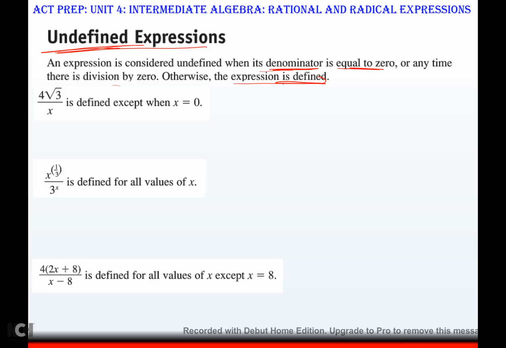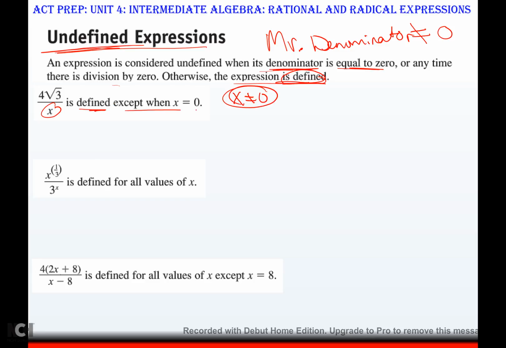So when it asks you to figure out where your function is not defined, you just tell yourself, Mr. Denominator, you may never, ever equal 0. And when you do equal 0, we throw you out. We can't include you. So for this, they want me to know when it's defined. Well, all I do is say, Mr. Denominator, you may never equal 0, which means that's the only place that it's not defined. So this is defined everywhere except when x equals 0.